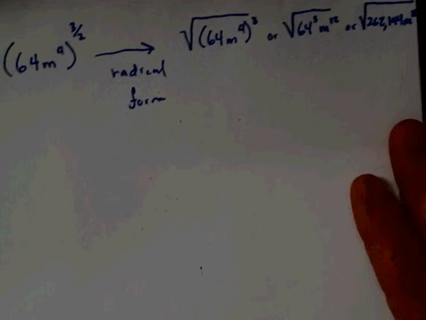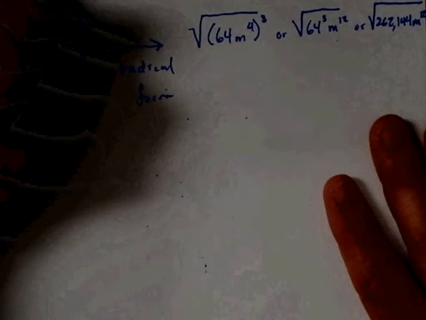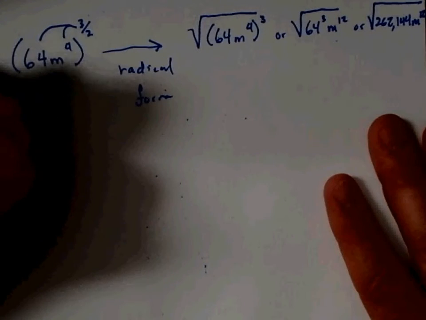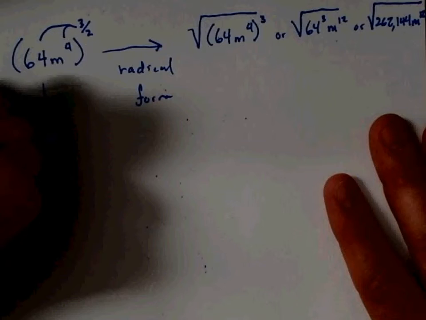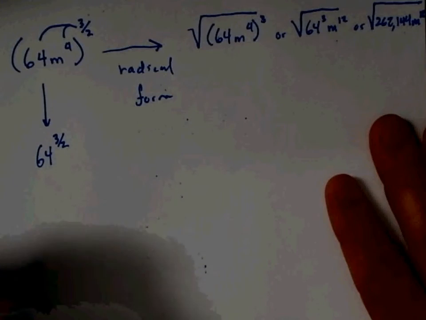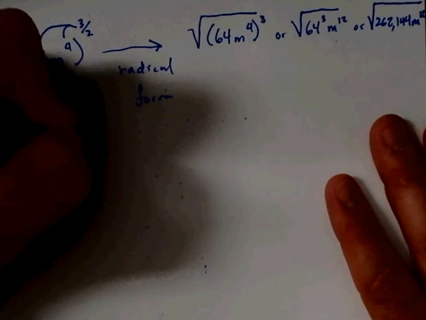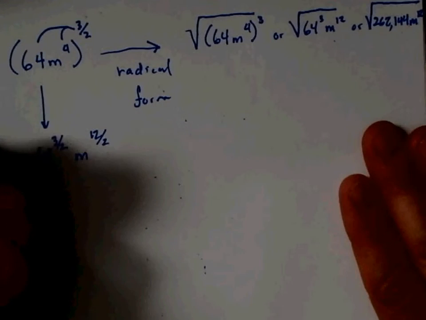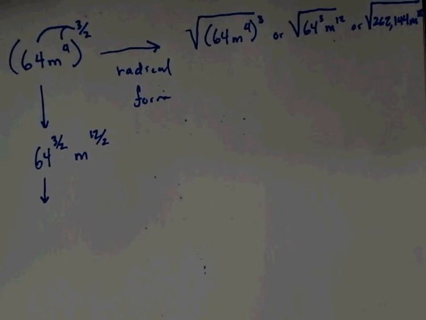Now we're going to do the simplest radical form. So right here, I'm going to distribute the 3 halves. So I get 64 to the 3 halves and m to the 12 over 2. Correct? All right. Why don't you see if you can put this in your calculator. Before you try to start doing things to simplify, why don't you try the fractional exponent. 64, caret, parentheses, 3 divided by 2, close parentheses, and see what you get.